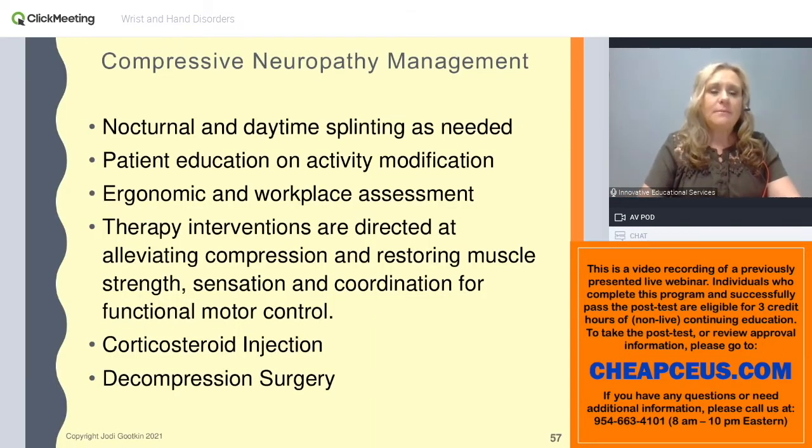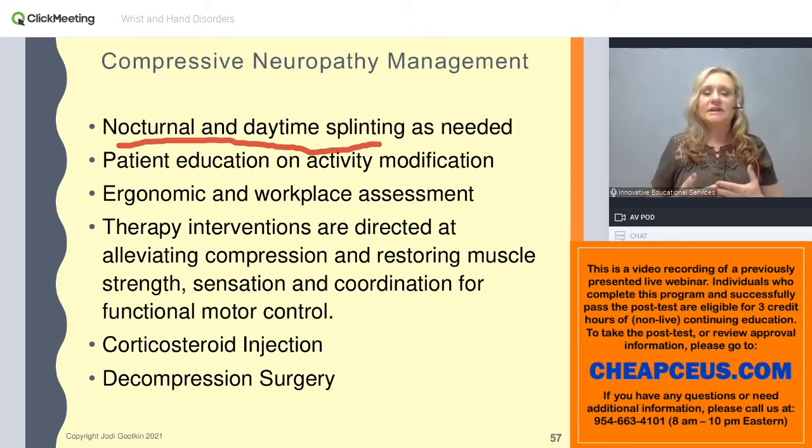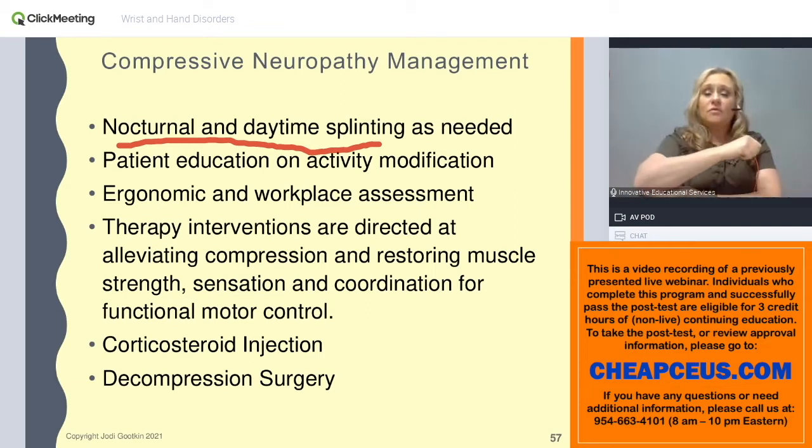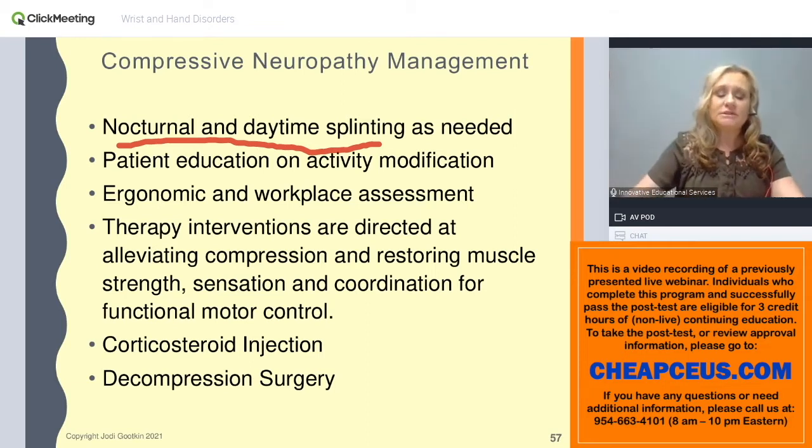Compressive neuropathy management for our patients, regardless of where the compression is occurring, there are similar trends in the management with using daytime or nighttime splinting to avoid any positions that will place excessive pressure on those nerves. For carpal tunnel syndrome, we're going to be avoiding excessive flexion. For Guyon's canal, we're going to be avoiding that excessive wrist extension with weight bearing. And then for cubital tunnel, elbow flexion tends to be our greatest concern.